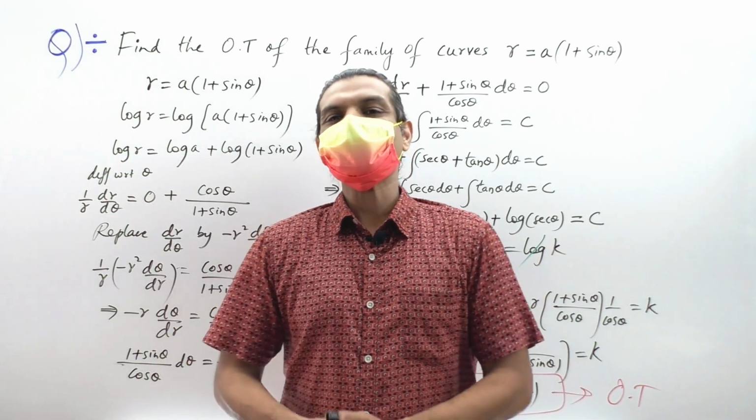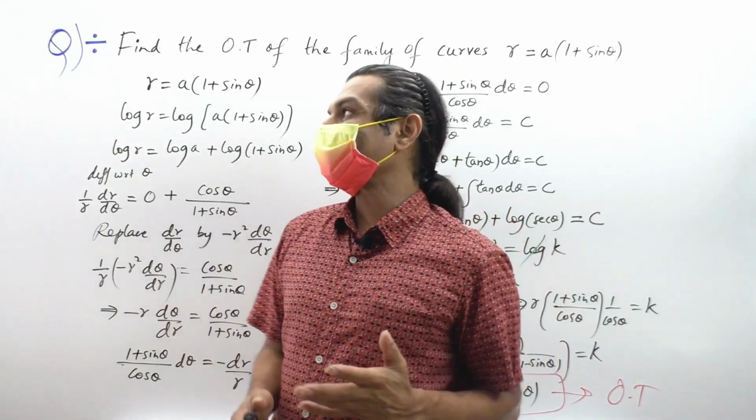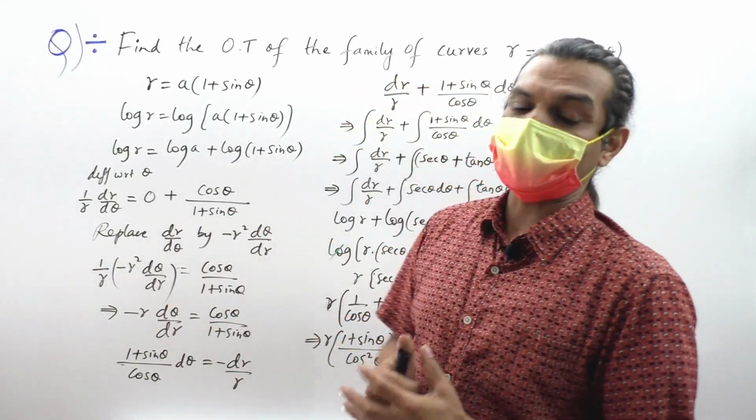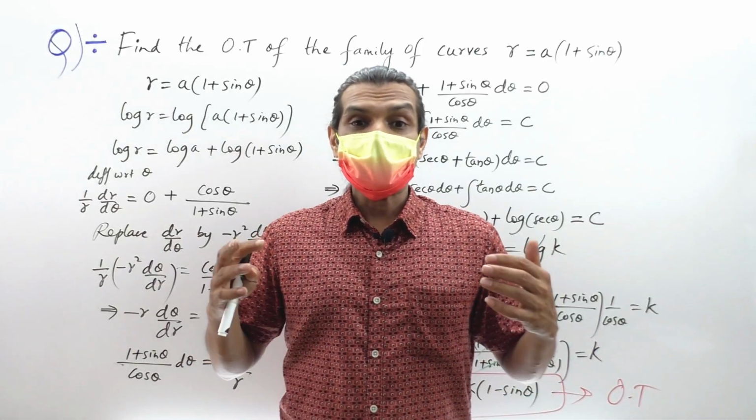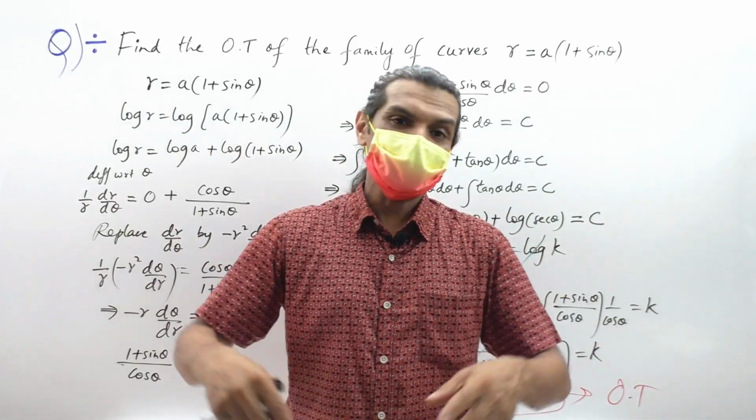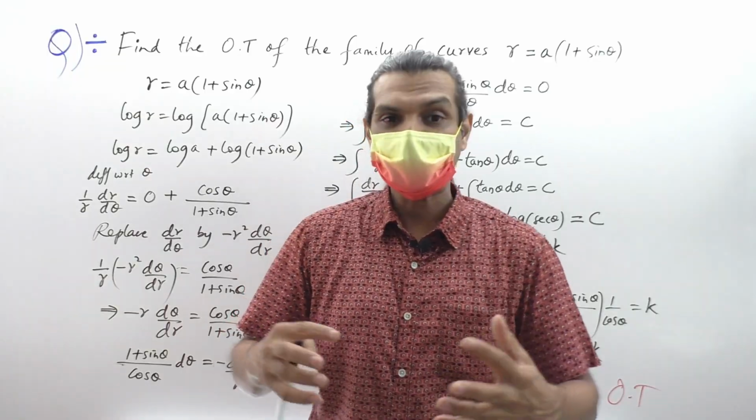So my dear friends, that's all for today's session. I hope you clearly understood how to find the orthogonal trajectories for the family of polar curves. If you have any other queries or want me to solve any other question, please drop a comment below. I would be glad to answer.